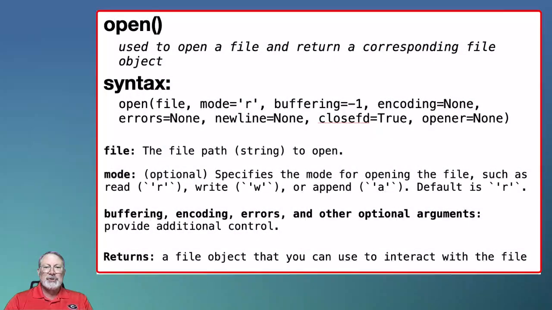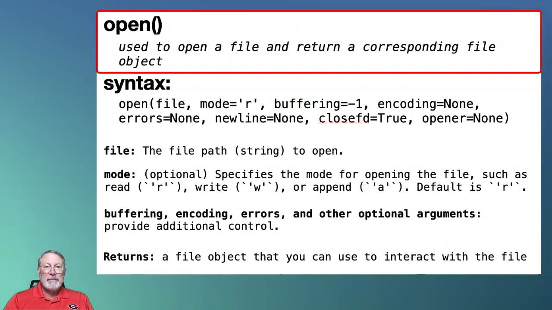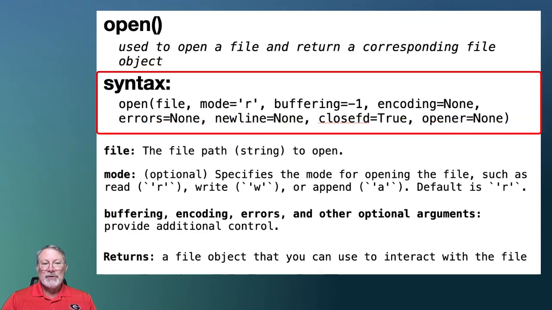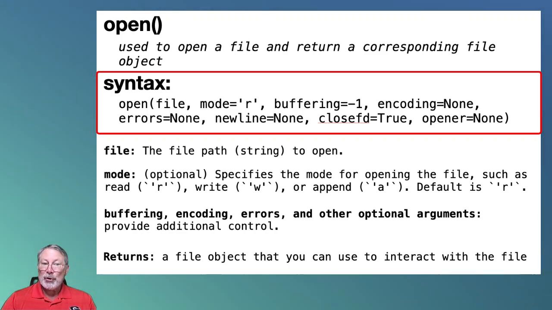What is the open function? It's a built-in Python function that opens a file and returns a file object. Here's its complicated syntax. open with a file, a mode, buffering, encoding, errors, newline, closefd, and opener arguments. Note that many of these you can leave off and they have default values.